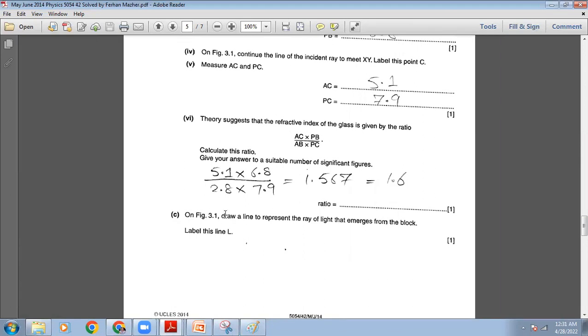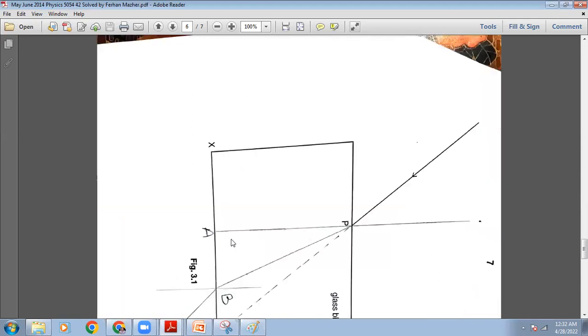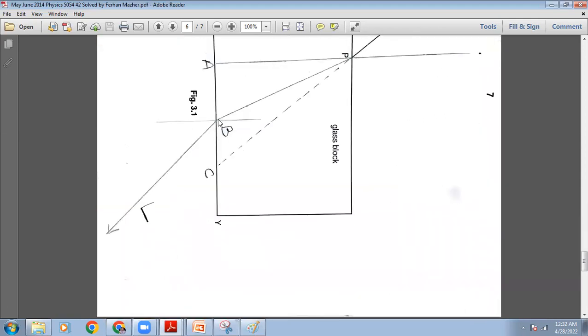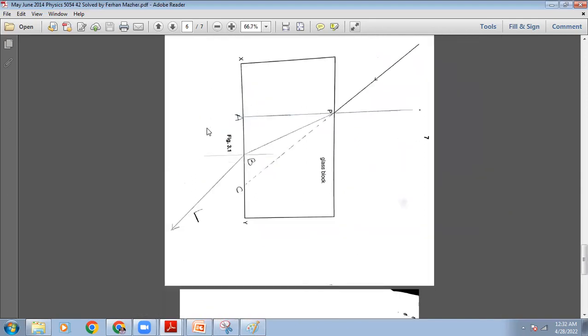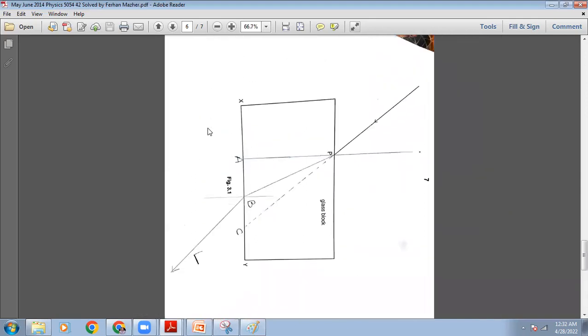Then the question is, on the figure 3.1, draw a line to represent the ray of light that emerges from the block. Label this line L. So this light ray, when it comes into the air, will be bent away from the normal. So I've drawn this and I have labeled it as L. You can see the whole diagram on your screen. I have labeled this emerging ray as L.